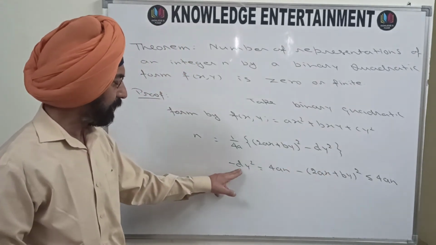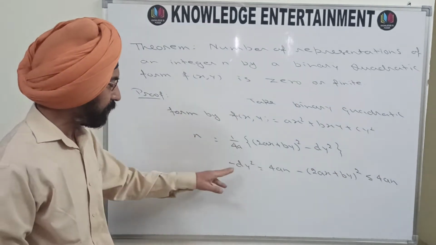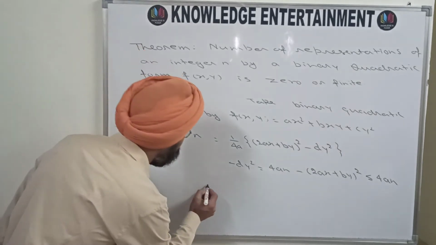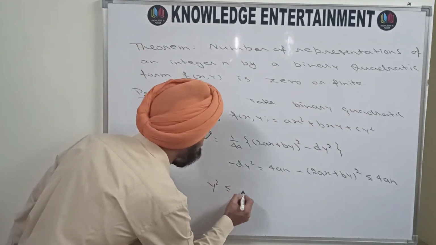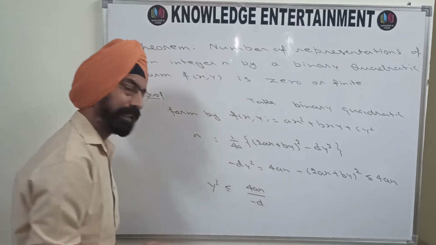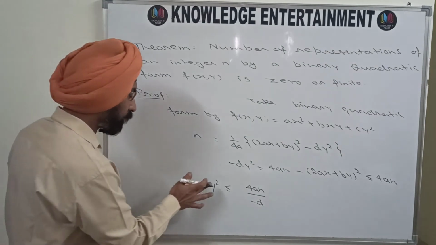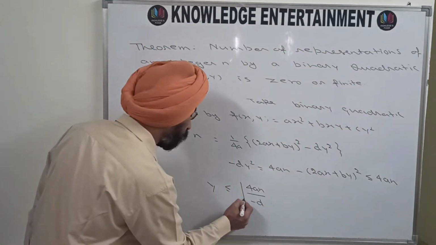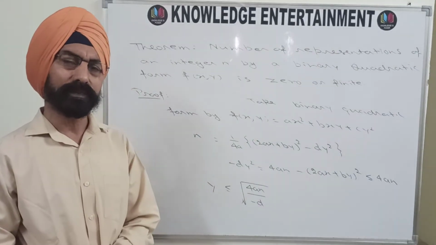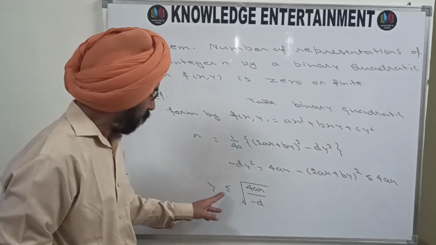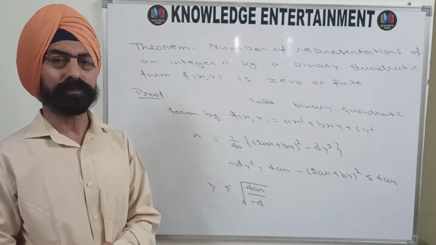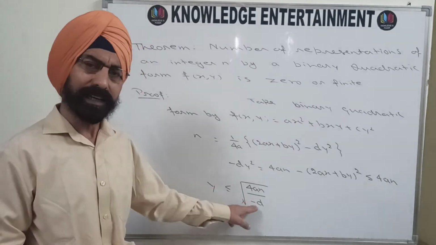Now what is d? Since we are considering this d to be negative, minus d will become positive, and take it to the other side. Your y square will be less than or equal to 4an upon minus d. So that means y is less than or equal to under root 4an upon minus d. That means the number of choices of y are finite now.